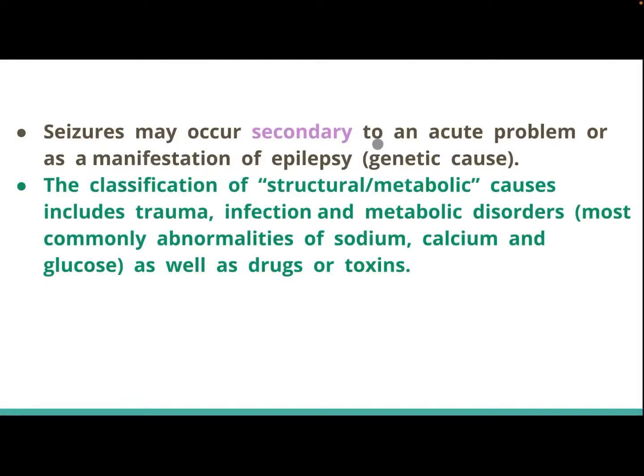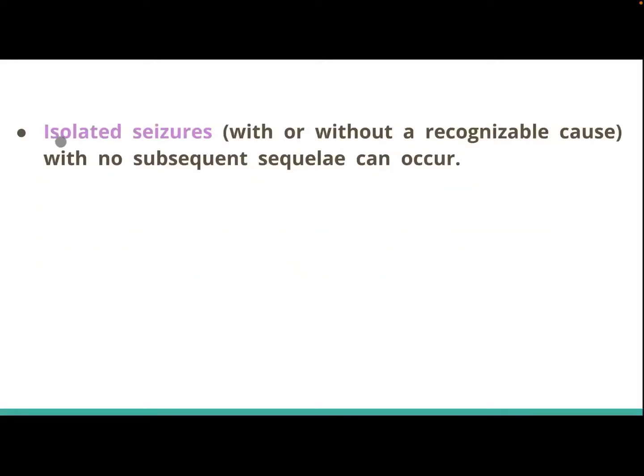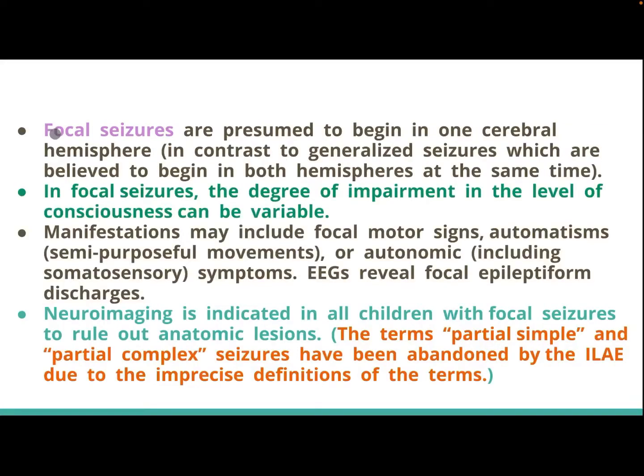Seizure may occur secondary to an acute problem or as a manifestation of epilepsy, genetic causes. The classification of structural metabolic causes includes trauma, infection, and metabolic disorder, most commonly abnormality of sodium, calcium, and glucose, as well as drugs or toxins. Isolated seizure with or without recognizable cause with no subsequent sequelae can occur.